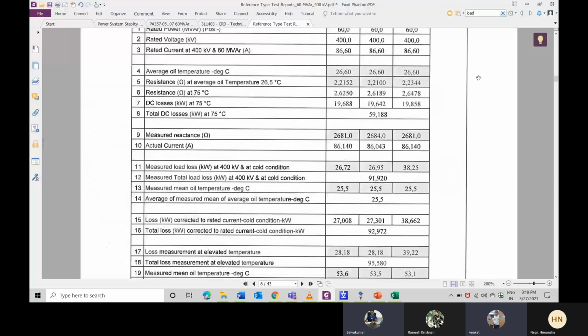Himanshu, are you clear? 60 kilowatt is for three phases, so 20 kilowatt, 20 kilowatt, 20 kilowatt. From 20 kilowatt you can find out the resistance per phase, right? Yes. Venkat, please go ahead.